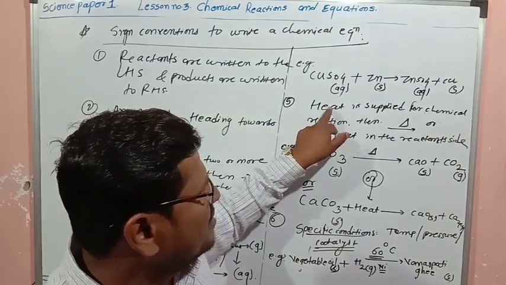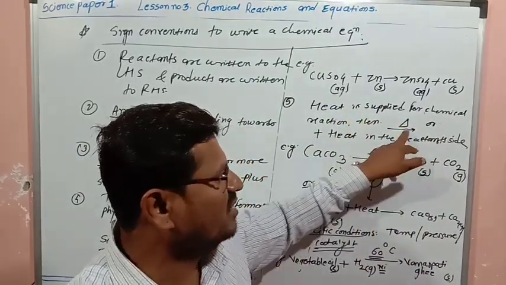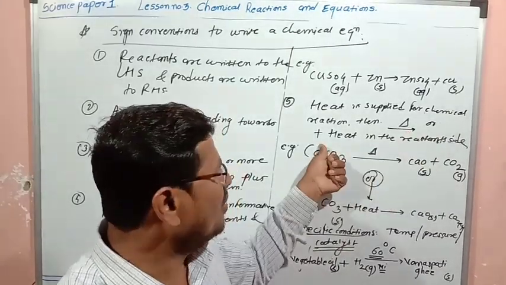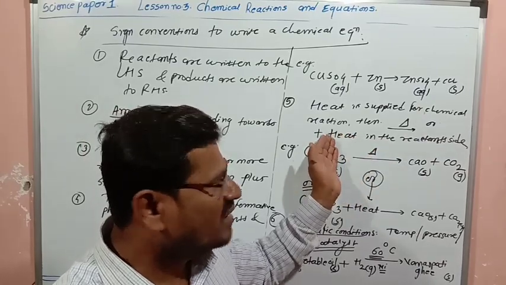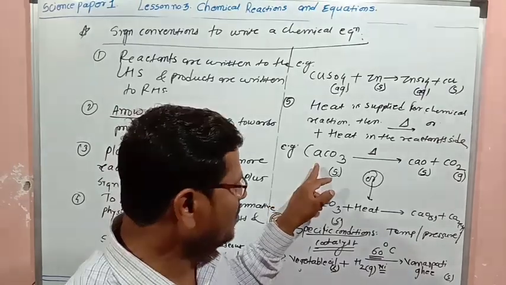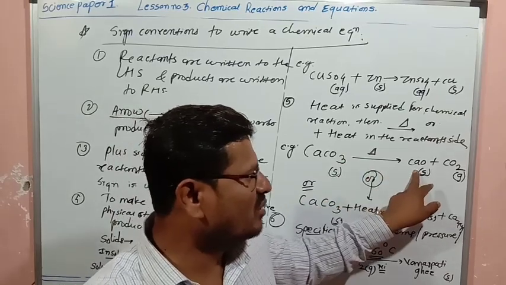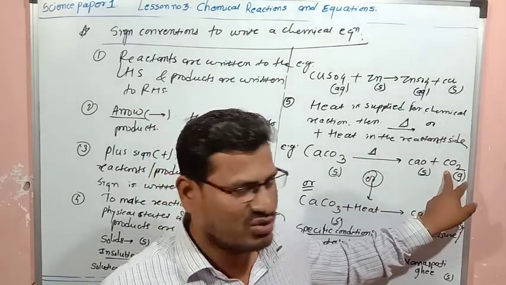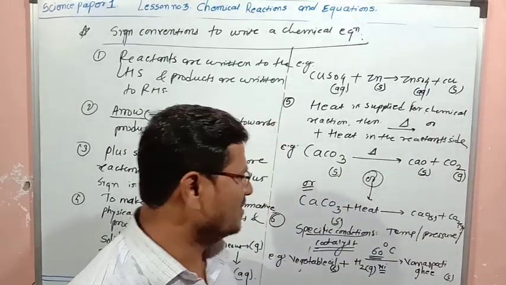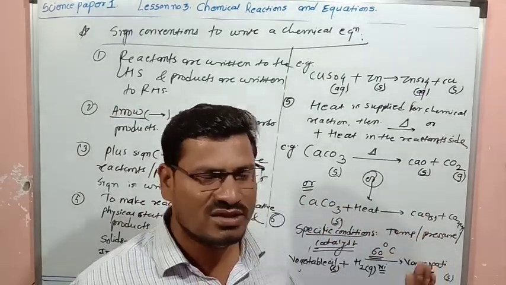The fifth one is heat. If heat is supplied for the chemical reaction, then on the arrow you can write the delta sign, the triangle sign, or on the reactant side you can write plus heat. So for example, you can take limestone powder, calcium carbonate, on heating it will give calcium oxide plus carbon dioxide. This one is solid state, this one is solid state, this one is gaseous state. Or you can write calcium carbonate plus heat, and it will give CaO plus CO2.